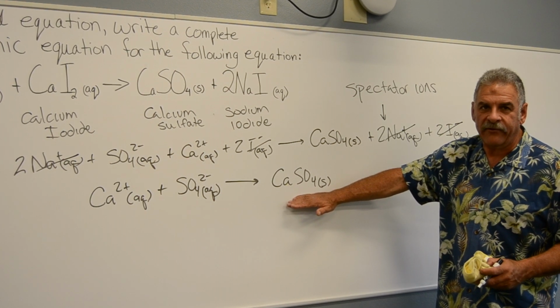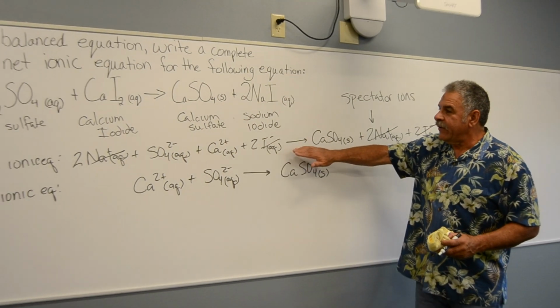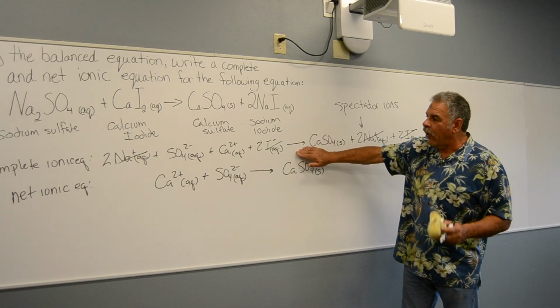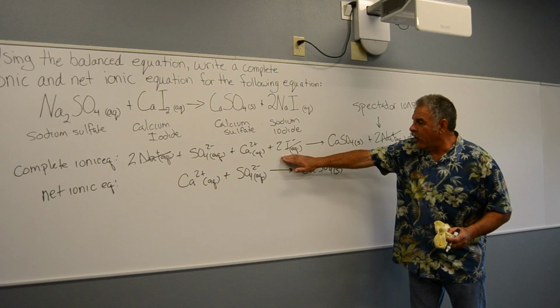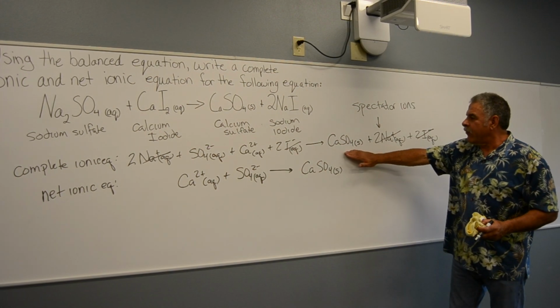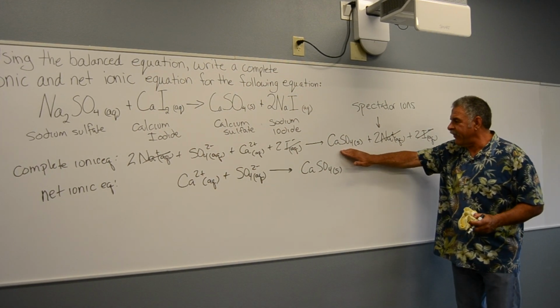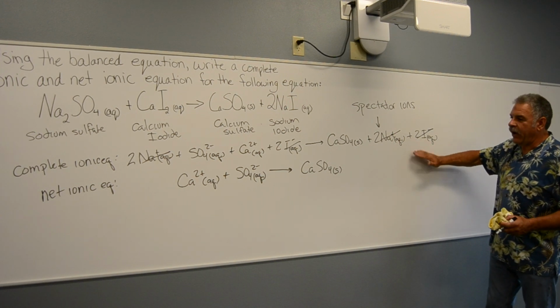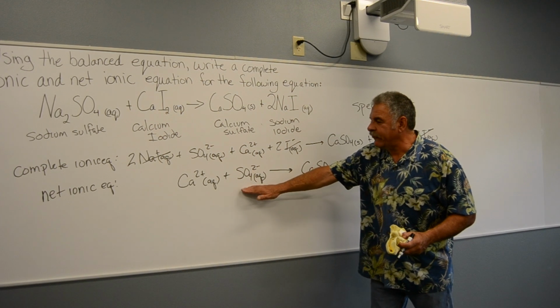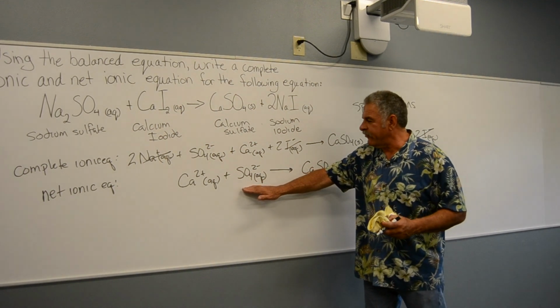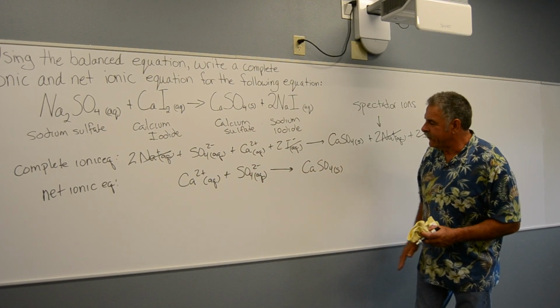our net ionic equation. So the complete ionic equation shows all the constituents when they're dissolved, plus the product, the precipitate, and then the spectator ions. The net ionic only shows the actual ions that participate in precipitation to form calcium sulfate.